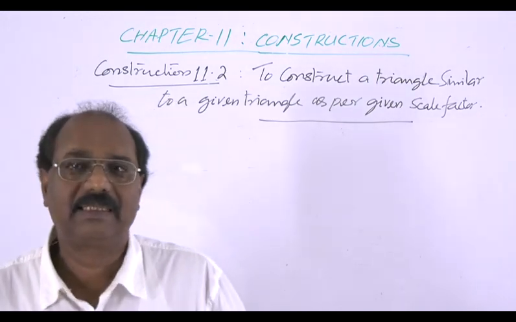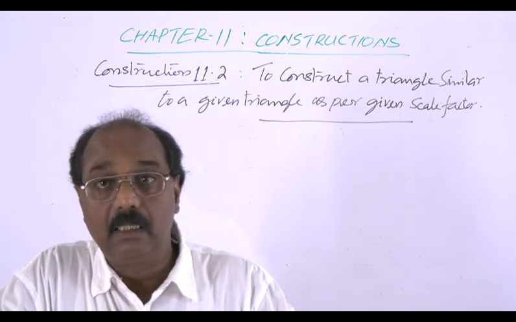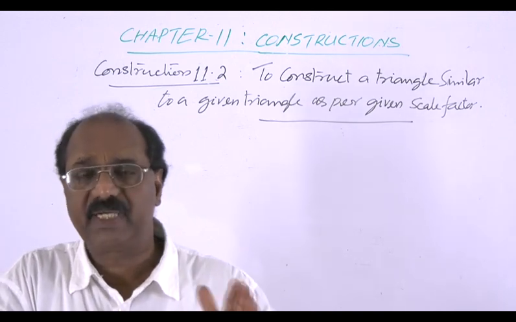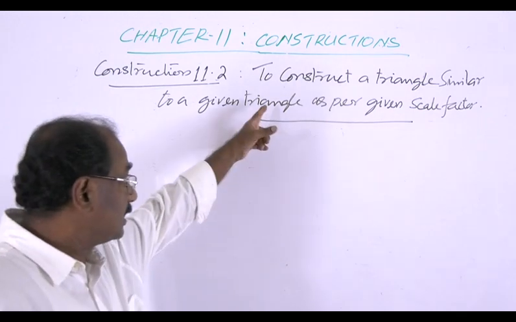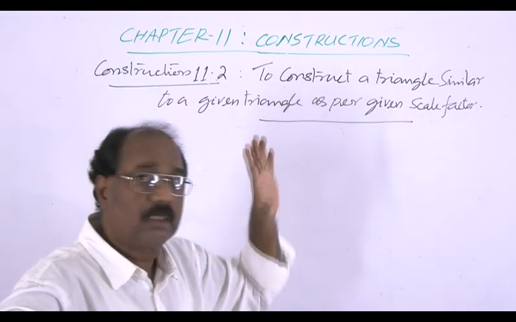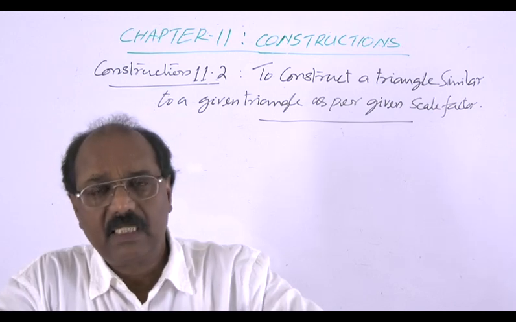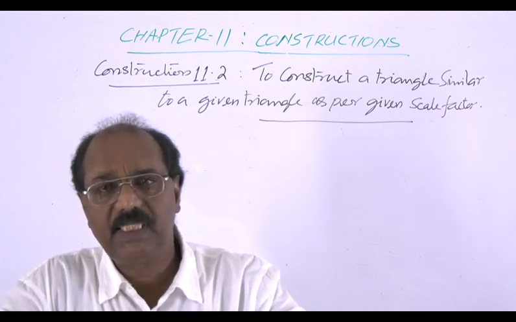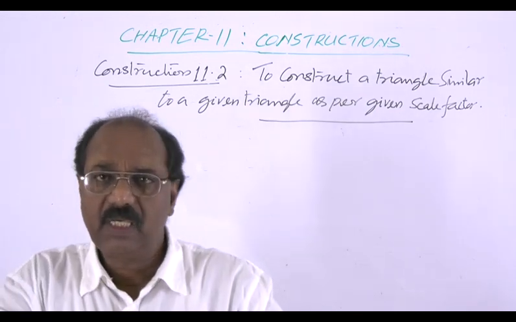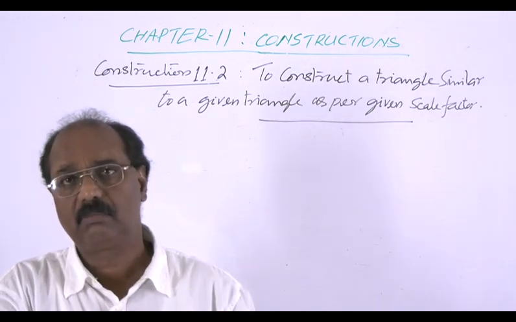Now the second construction. Here we construct a triangle similar to a given triangle with a certain scale factor. To construct a triangle similar to a given triangle as per the given scale factor. The scale factor means the ratio of the sides of the two triangles. That is, we have to construct a new triangle, the ratio of the sides given.